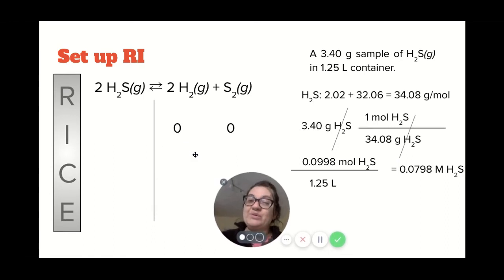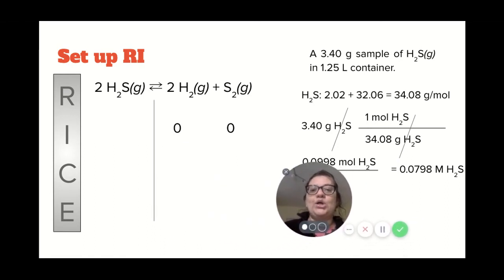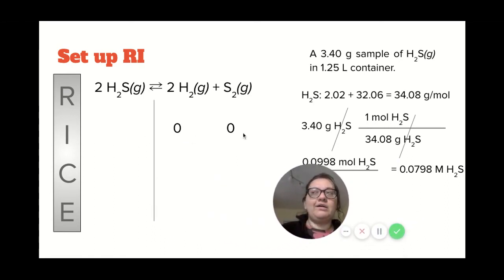I don't usually put units in a rice table because all of these are units of molar or atmospheres. So I tend not to do that. If you might be in danger of messing up your units, write the units in. I'm just trying to think, are there any other units? I do use millimole per liter sometimes.